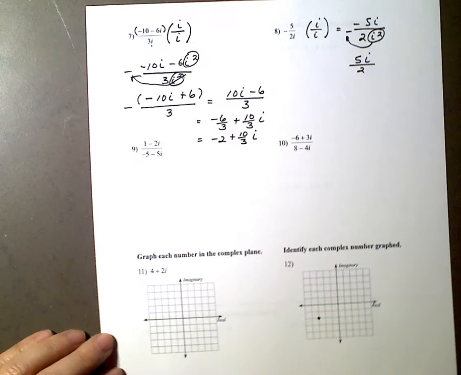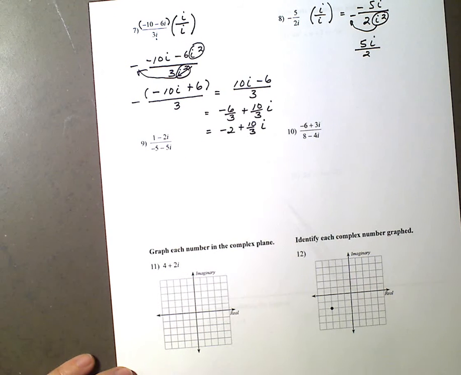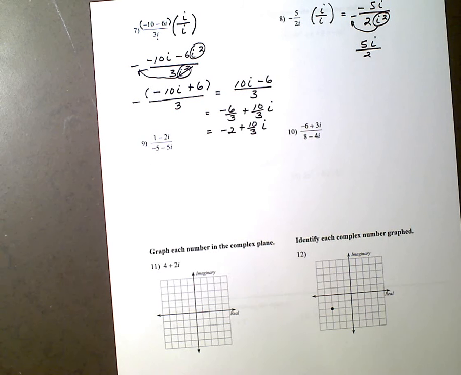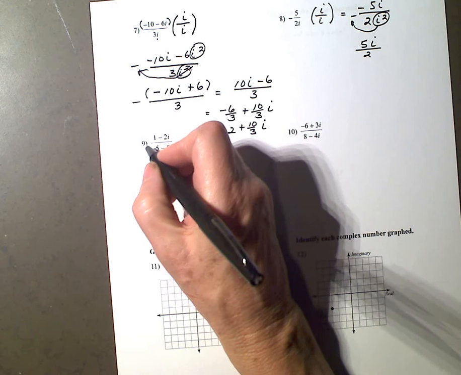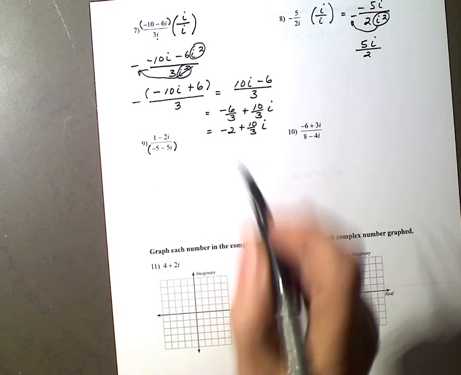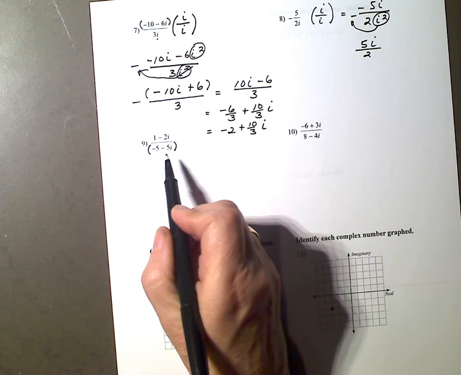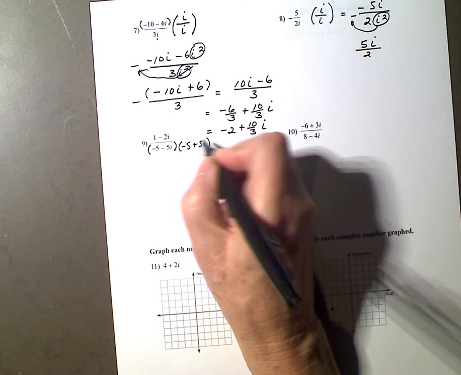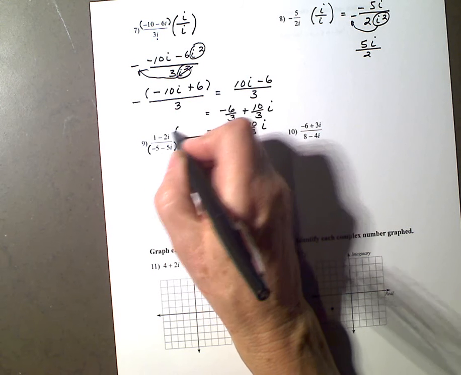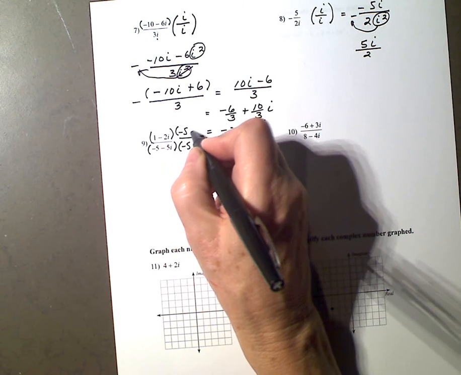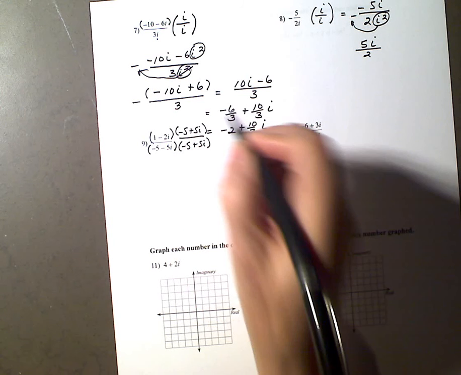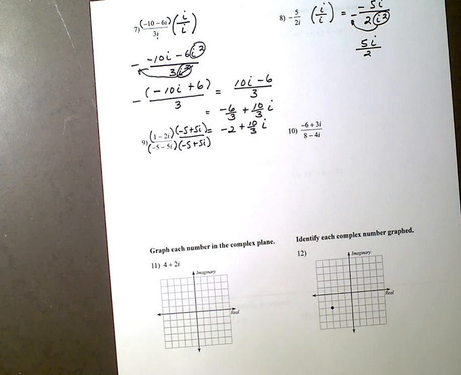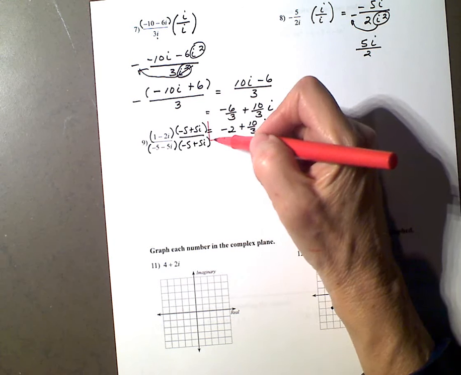Okay, so then down to number 9. And number 9 kind of squished up a little, but the only way to get this binomial with the i in it out of the denominator is to multiply it by its conjugate. So the conjugate to negative 5 minus 5i is negative 5 plus 5i. So this is being multiplied by 1 in the form of negative 5 plus 5i over negative 5 plus 5i. Okay, so I'm going to do that problem down here.